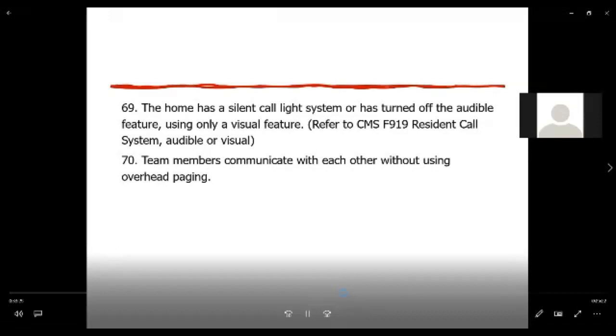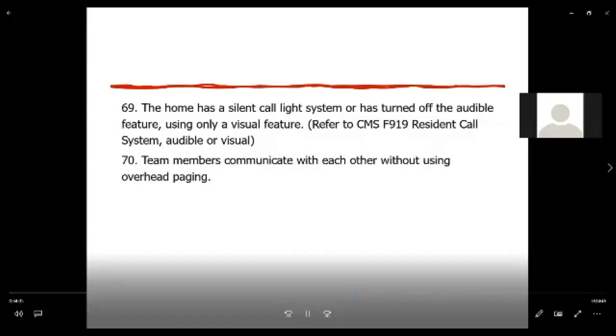So number 70: team members communicate with each other without overhead paging. So now we're going after the noise of the overhead paging. I'd love to know from all of you, do you use overhead paging or not? If you are, and you wonder how everyone gets their message, just know that most homes around the country do not use overhead paging anymore. And so there you go. Now start to brainstorm. You can guess how they do it. They use their cell phones, they use texting, they use paper, they leave messages, they use pagers, radios.